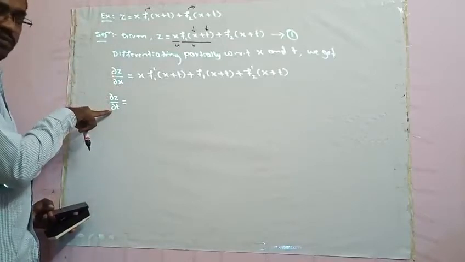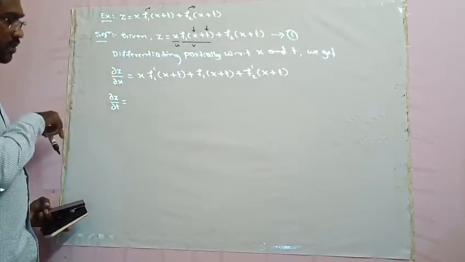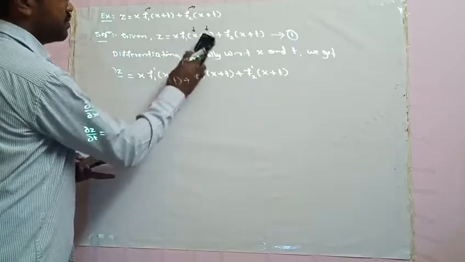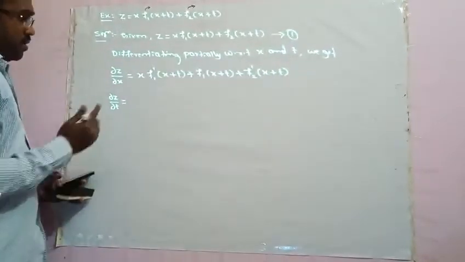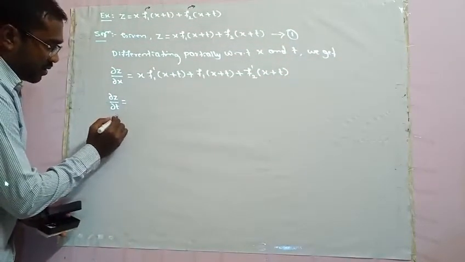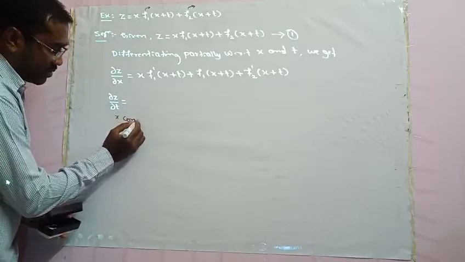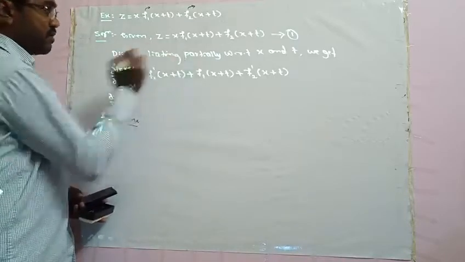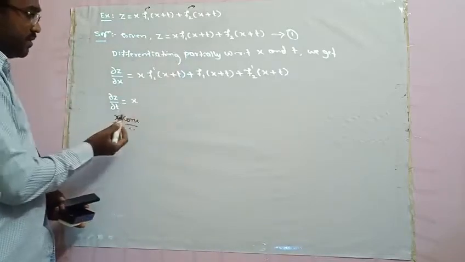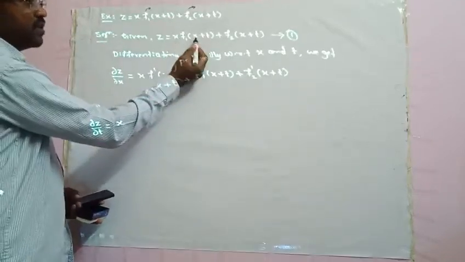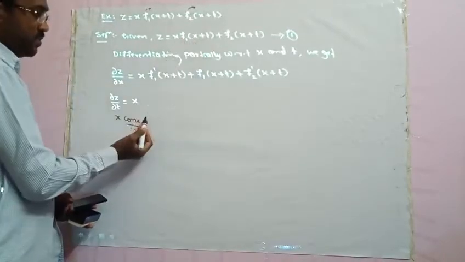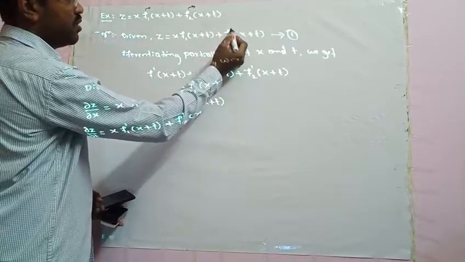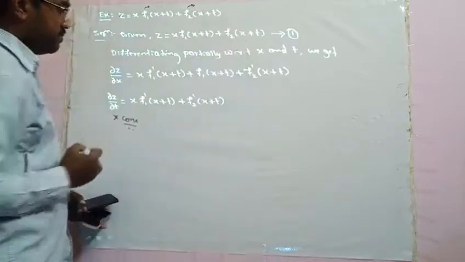Now let us go for differentiation of z with respect to t partially. With respect to t, x remains constant. We write x as it is. Differentiation of f1 of x plus t is f1 dash, plus differentiation of f2 is f2 dash.